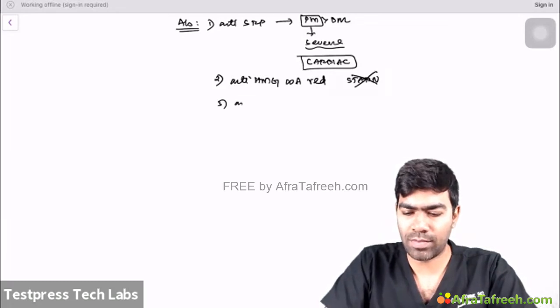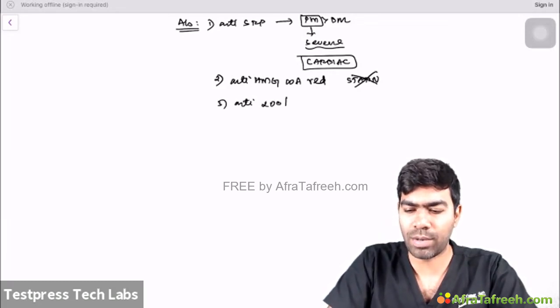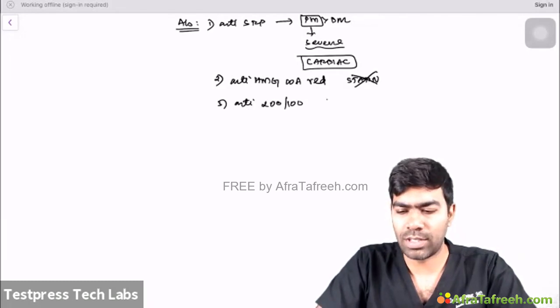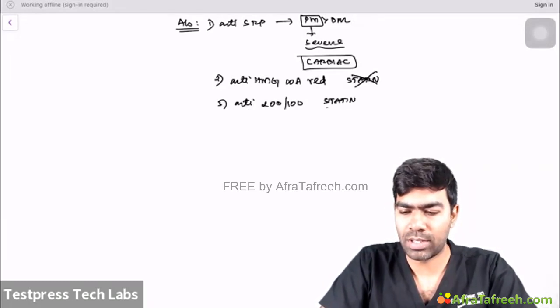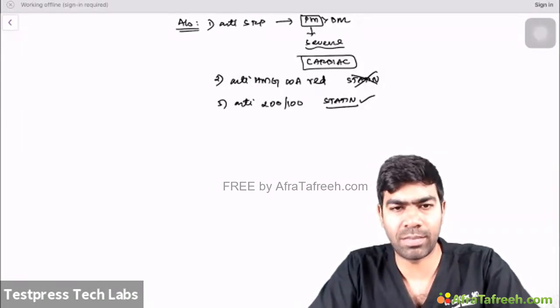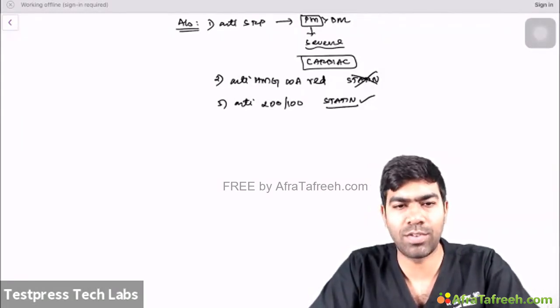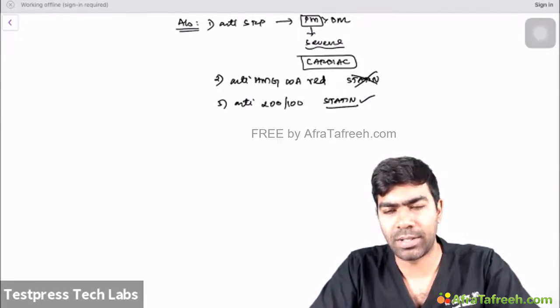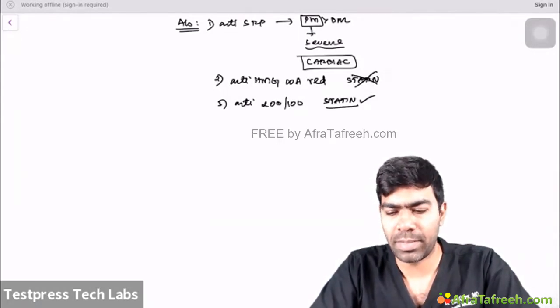And the third one, we have an antibody called anti-200/100 antibody. This is the antibody that is typically associated with statin exposure. So not all patients with statin exposure will develop this anti-200/100 antibody. Only a few patients with statin exposure may develop this anti-200/100 antibody.